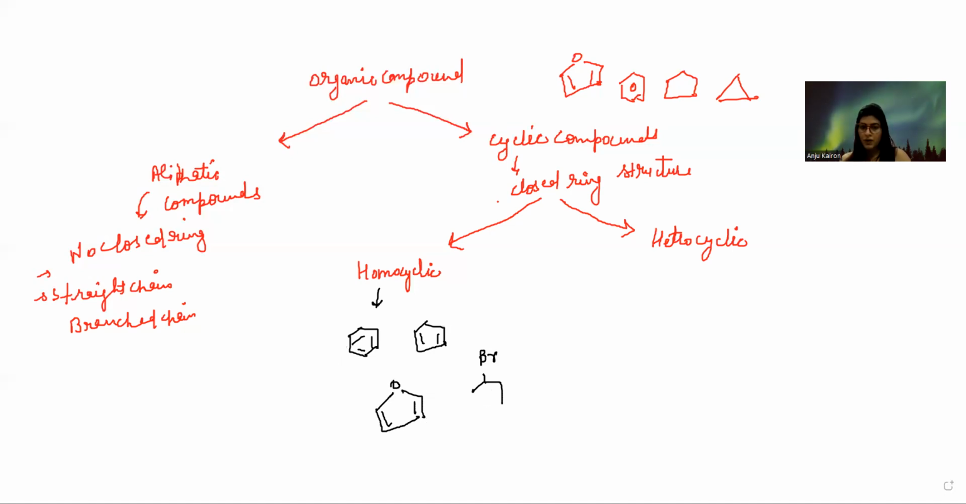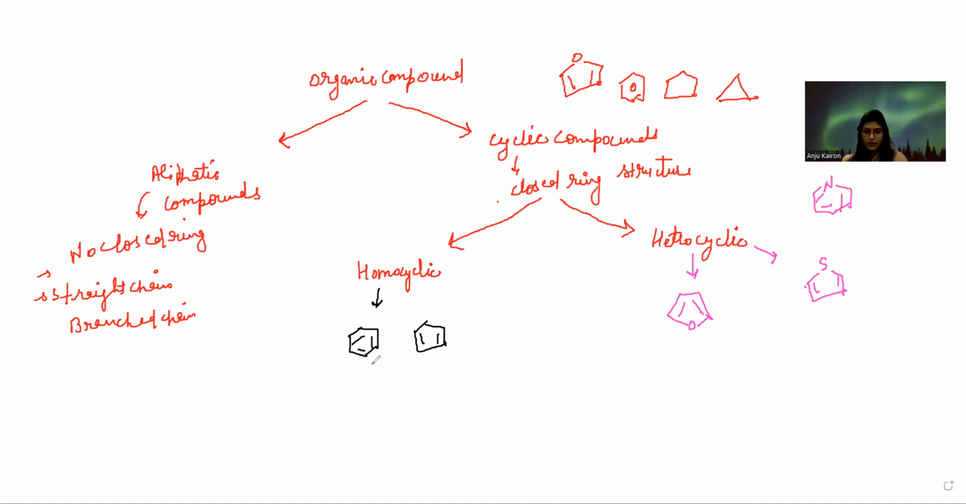Now, heterocyclic compounds are the compounds in which we have an element other than carbon and hydrogen in the ring, right? Like this, it also has other than carbon and hydrogen in the ring, like this, and one more example like this. These are the examples of heterocyclic compounds.